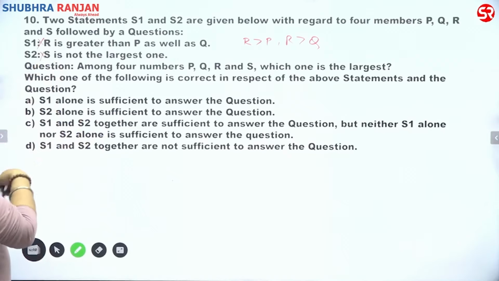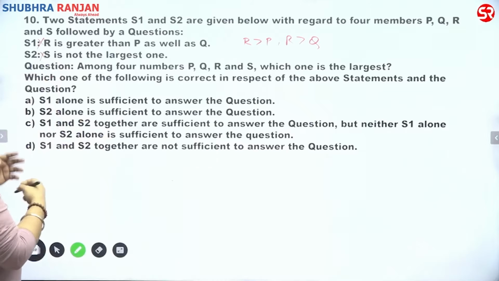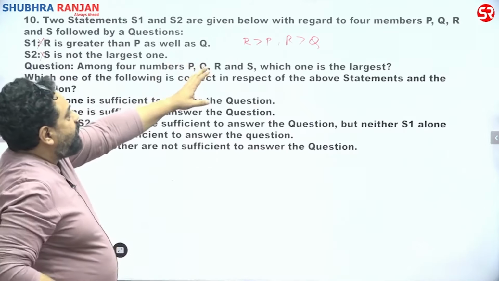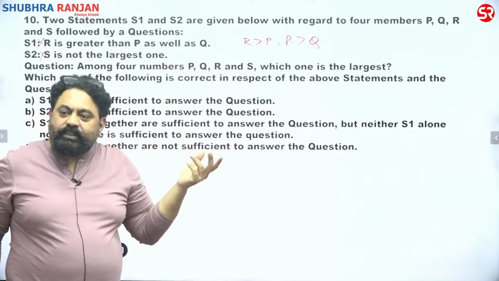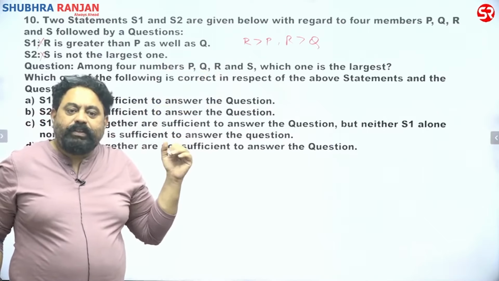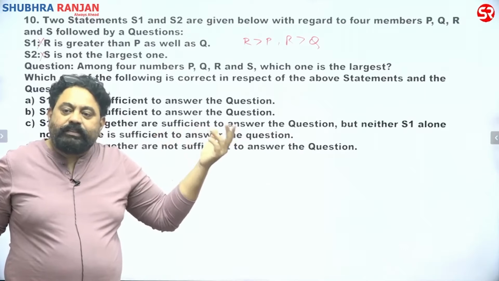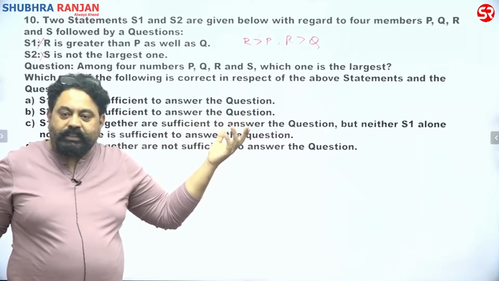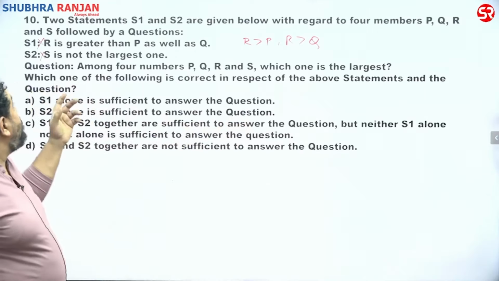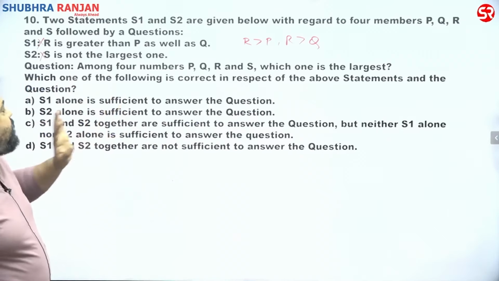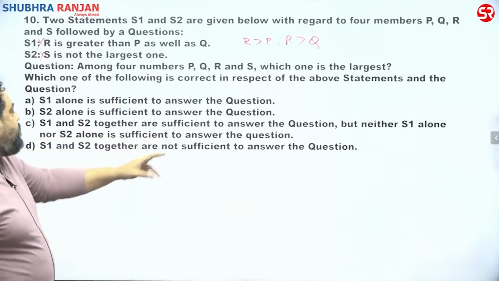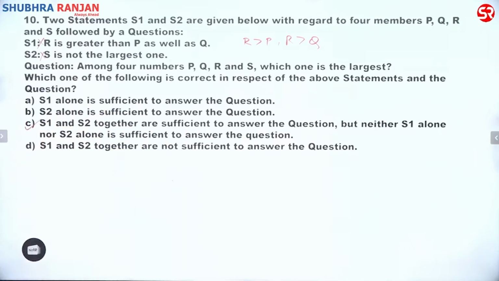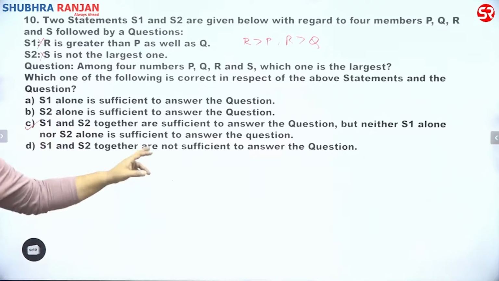Then I combine them. When I combine them, S is not the largest one. Agreed. R is greater than P, R is greater than Q. And S is not the largest one. Which means what is the largest one? R is the largest one. Isn't it? So question was which among them is largest? Definitely combining them together, S1 and S2 together are sufficient. Answer is C. The options are also following our pattern in this one.